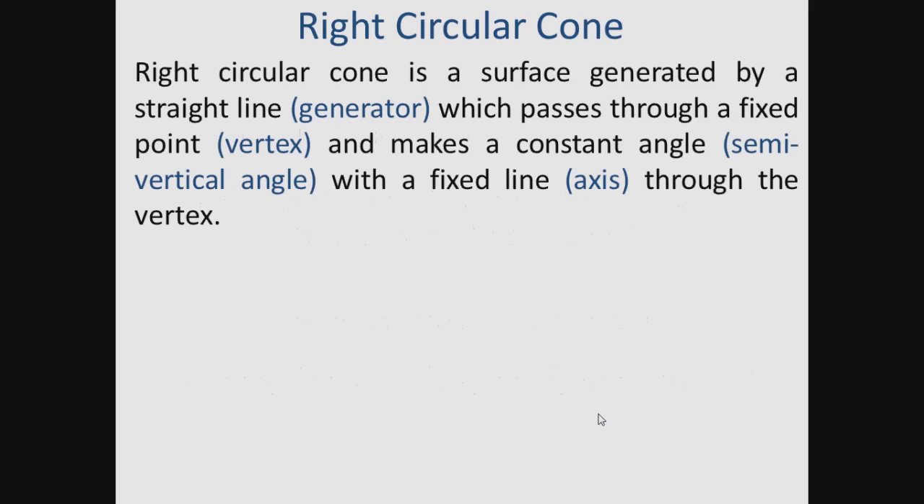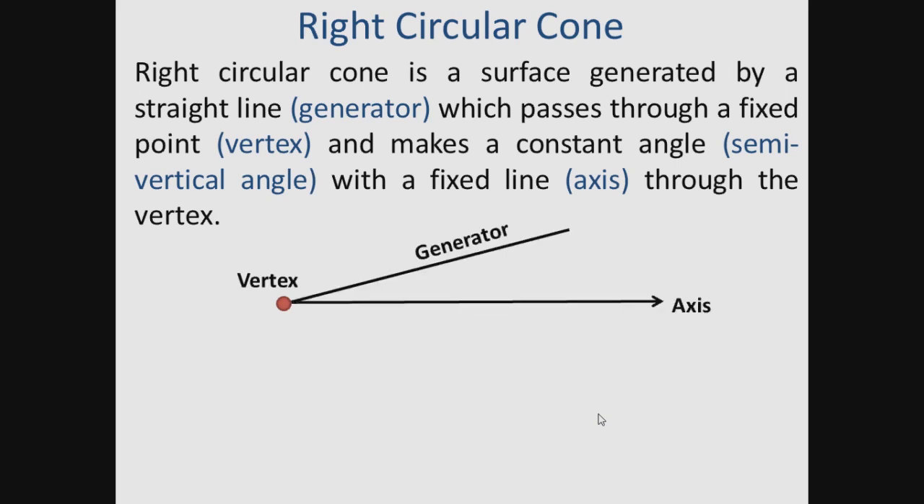There is one special type of cone, that is the right circular cone. It is a surface generated by a straight line, that is the generator, which passes through a fixed point, that is the vertex, and makes a constant angle called the semi-vertical angle with a fixed line called the axis through the vertex. So we have one fixed point, the vertex, then one fixed line, the axis, and a line which passes through the vertex and makes a constant angle with the axis, that is theta. That angle we call the semi-vertical angle.